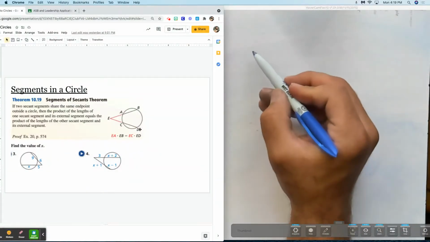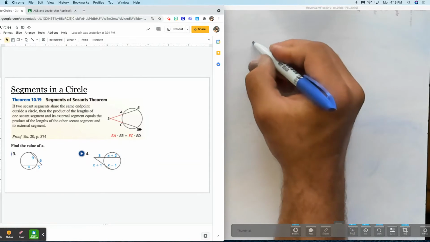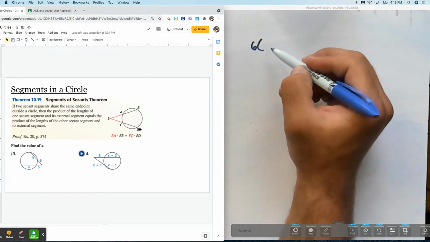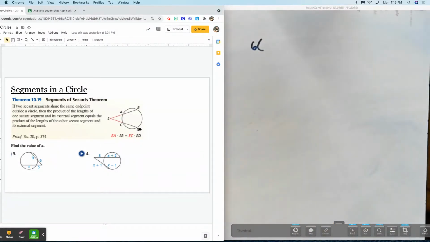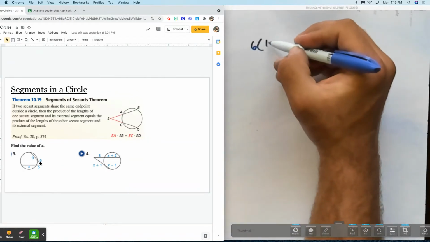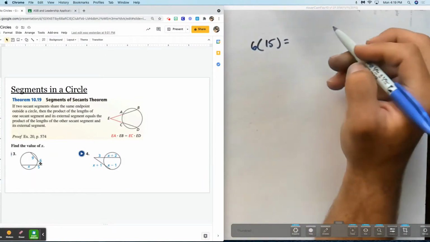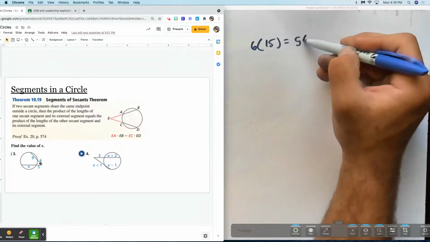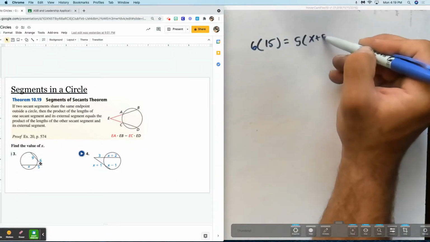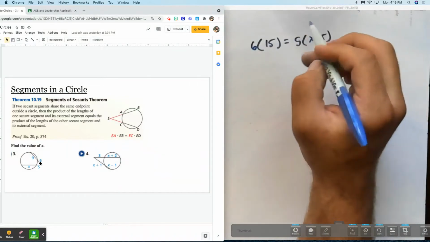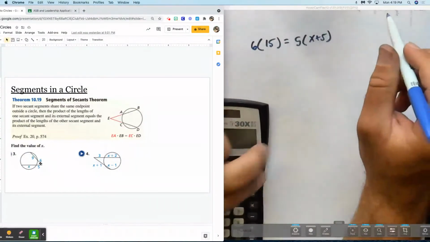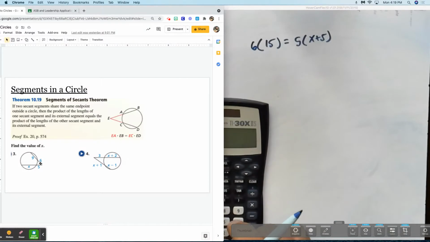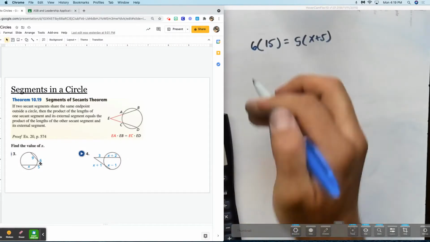So going on example 3 here, we've got 6 times 9 plus 6 over down there on that example. This is this example right down over here. So we have 6, which is the outside part, times 9 plus 6, which is 15. That's going to be equal to 5 times x plus 5. Okay, so 6 times 15, let's go ahead and get our calculators out so we don't make any mistakes there. 6 times 15 is going to give us 90.